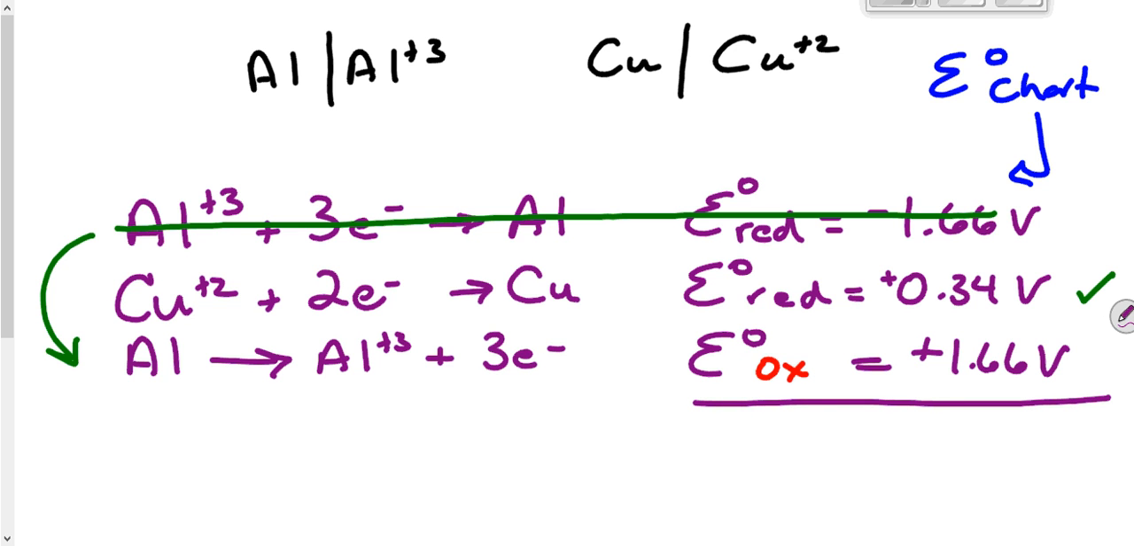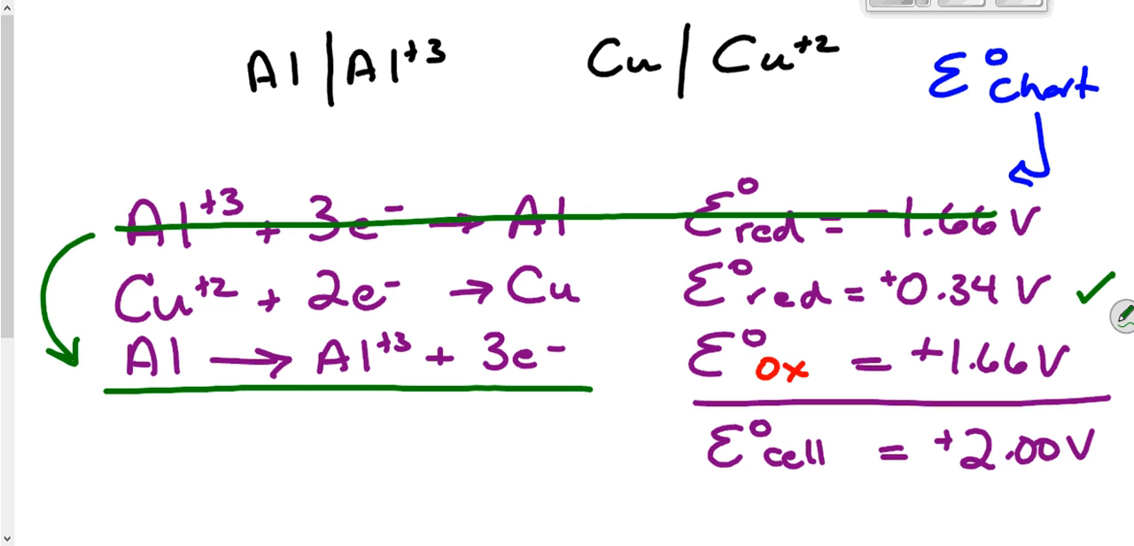The total voltage for the cell will be the sum of the two, positive 0.34 and positive 1.66, which is positive 2.00 volts. We'll get 2 volts potential out of this electrochemical cell. The overall reaction is the sum of these two.